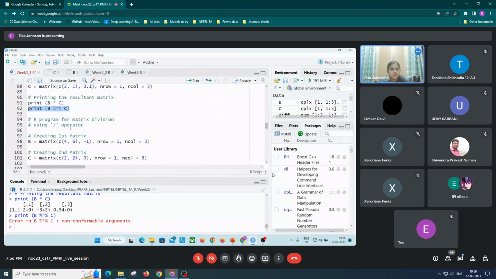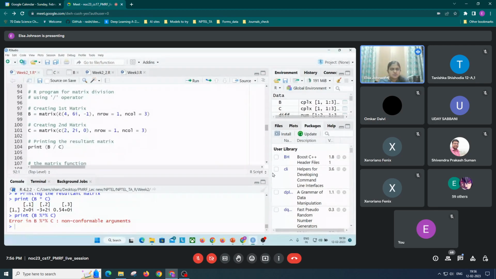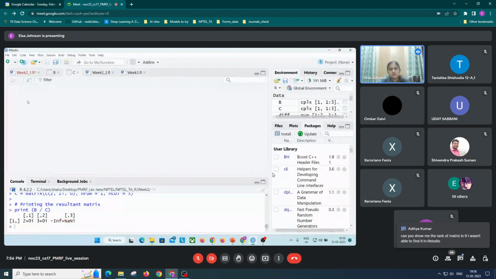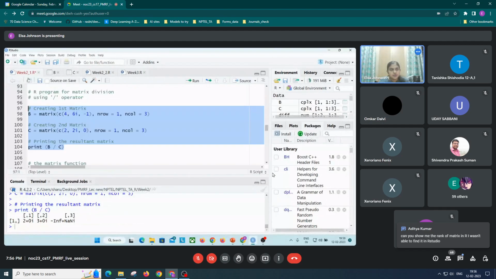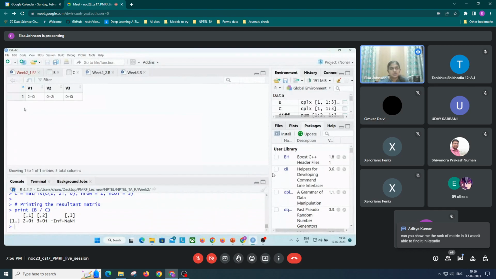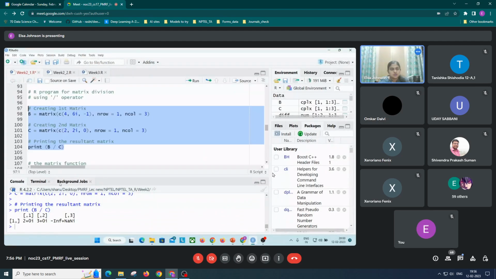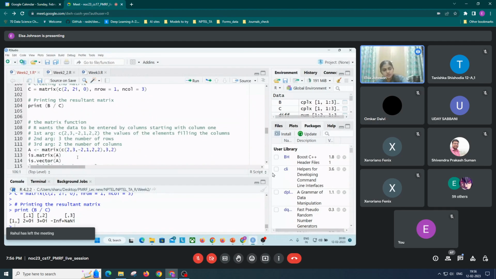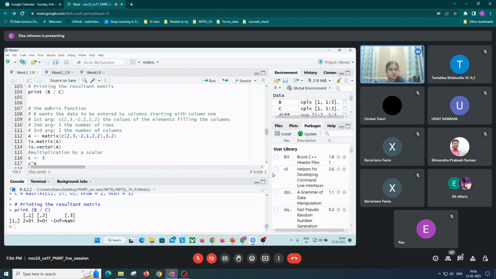Now this is just simple element-wise division. If I run this particular thing, you will be getting this. B by C will be getting like this one. So let's move on to the next one, matrix function.